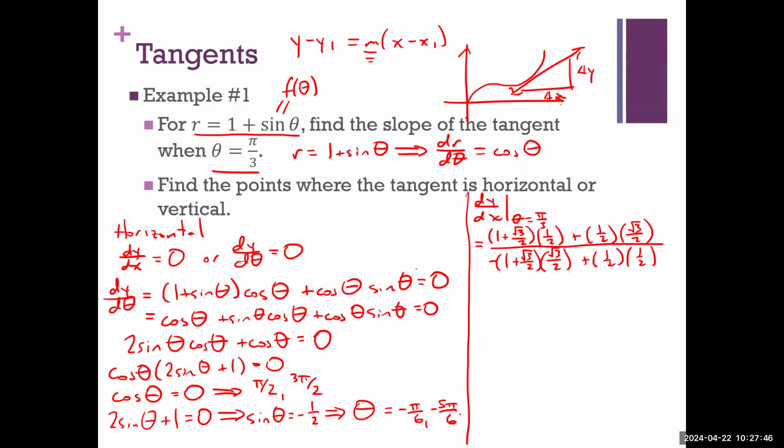We okay with that? I'm gonna reframe these into positive. 7 pi over 6, 11 pi over 6. One thing I want to ask now is, we have 4 different values for theta, right? Are all of these places going to give us horizontal tangent lines? Can we be sure of that right now, or are we going to do something a little different?